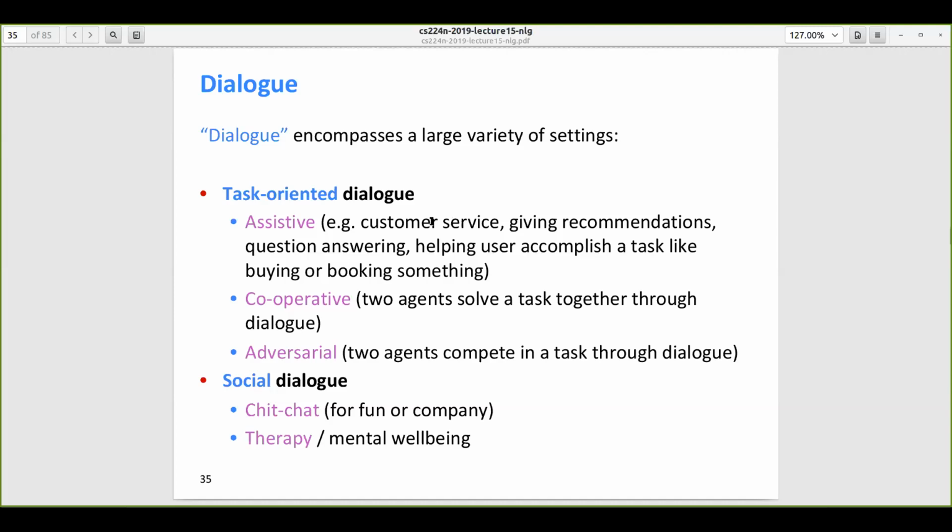So you can use it in customer service. You can use the task-oriented dialogue systems for giving recommendations, for question answering systems, and tasks like that. And they could also be used for something like cooperative, where two agents try to solve a task together, or adversarial as well. And the other type of dialogue systems are social dialogues, where they simply chit-chat, things like virtual assistants. And there is also a lot happening in the area of chatbots. They're not just being used to answer frequently asked questions, but they're also coming up with chatbot apps for social and mental well-being as well.